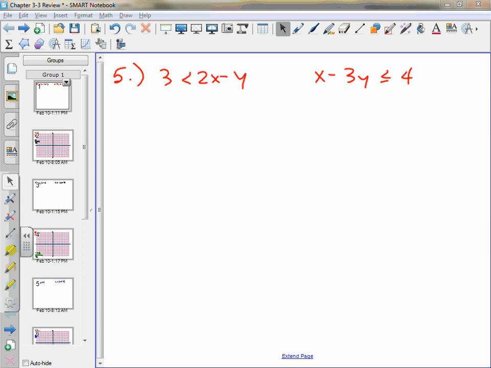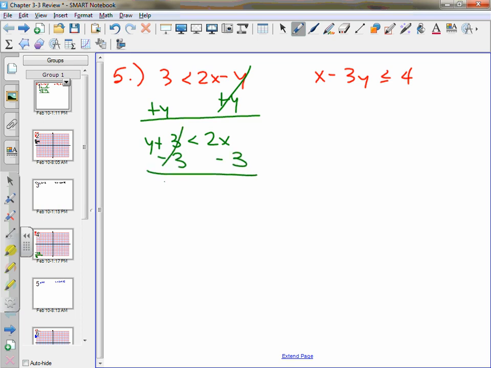Subtract 2x. I would add y, because if we add y, we're able to make it positive and bring it over on the left-hand side. And that's generally where we like to see our y, on the left-hand side. Do we all understand why we started to do that first? So I have y plus 3 is less than 2x. The y's cancel out. And what am I solving for? I'm solving for y, so what do I get rid of now? I'm going to subtract 3 from both sides. So y is less than 2x minus 3.